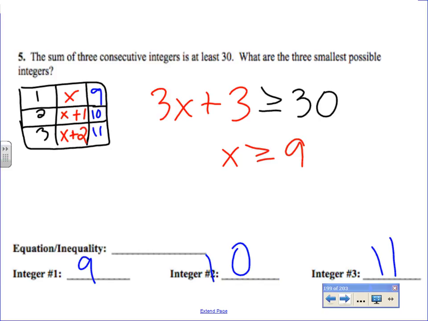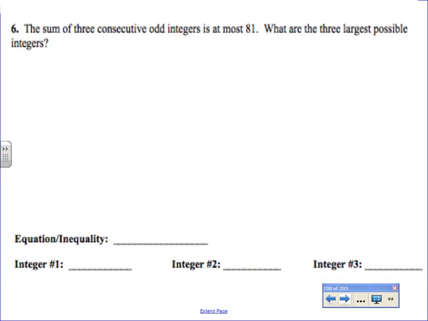Anyone else? Okay, I want you guys to try one more here. Number 6. Just number 6. When you're done, put your pencil down. Be careful. Number 6 says at most. Good. Good job. At most. Think about that again. At most. Good job.